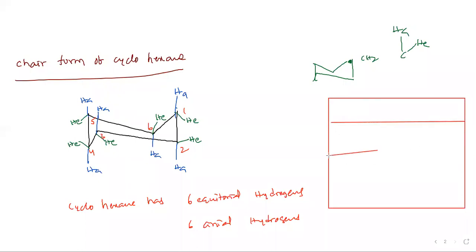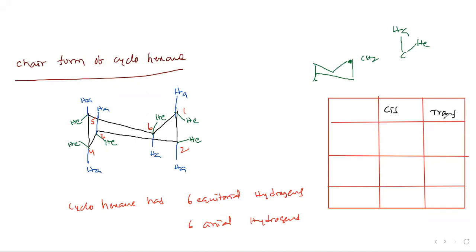So 1,2, 1,3, 1,4. For 1,2, either one axial and one equatorial, or equatorial and axial; for 1,3, both axial or both equatorial; here one is axial, another one is equatorial. 1,4: axial equatorial or equatorial axial.